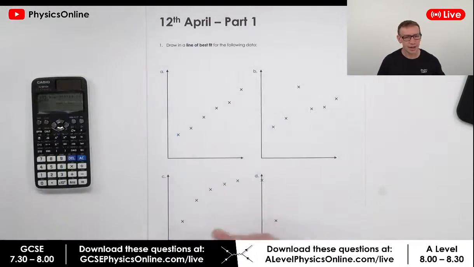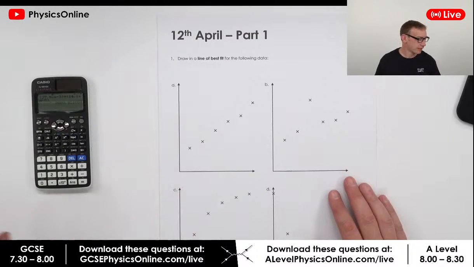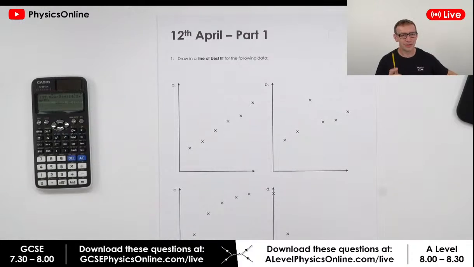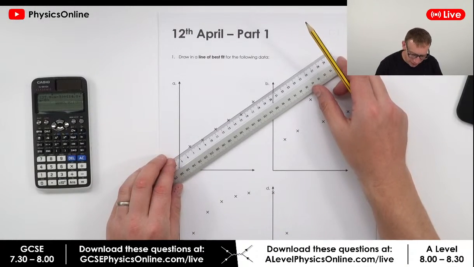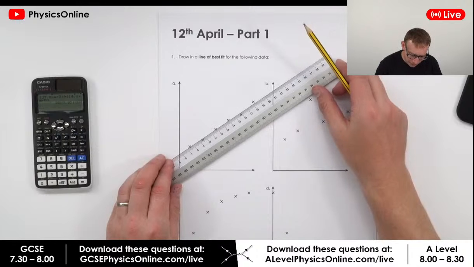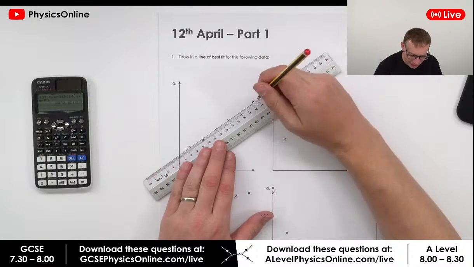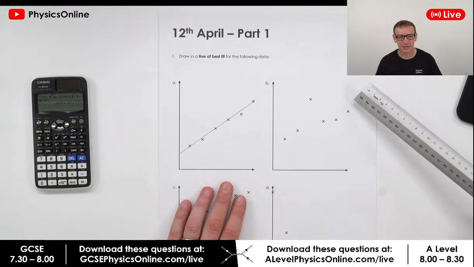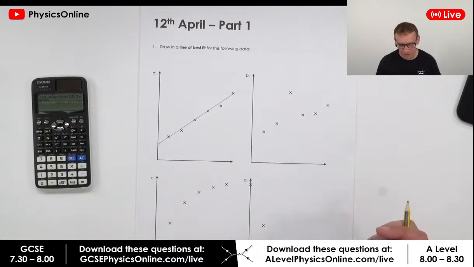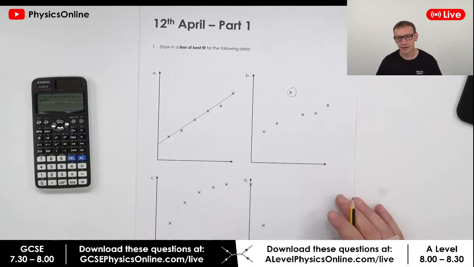Okay, so let's begin by drawing in a line of best fit for the following data. So I would say, as normal, pencil and a ruler. I think the first one here looks like a straight line, and we want to get approximately the same number of points above it and below it. So I reckon, oh, this is tricky, maybe something a bit like that. Okay, so the first one, that's okay, I suppose. The second one, I reckon we have an anomaly. So I'm just going to identify the anomaly.